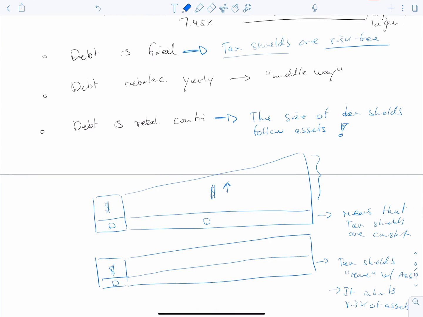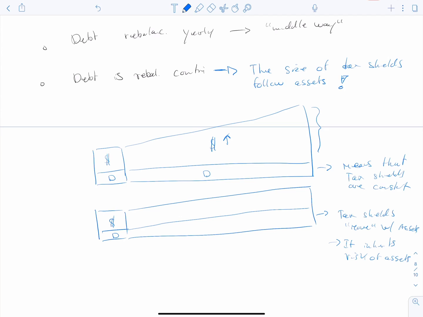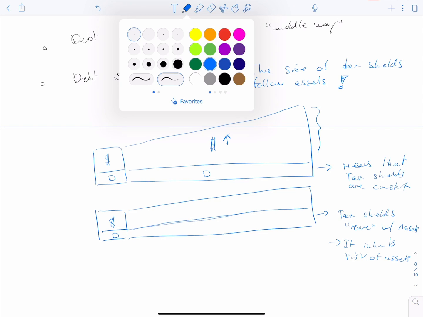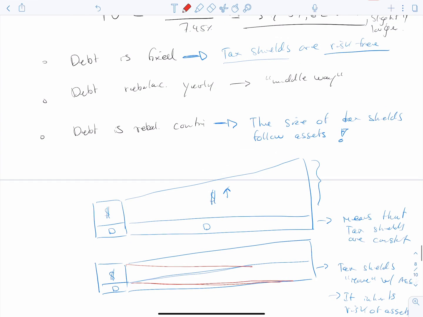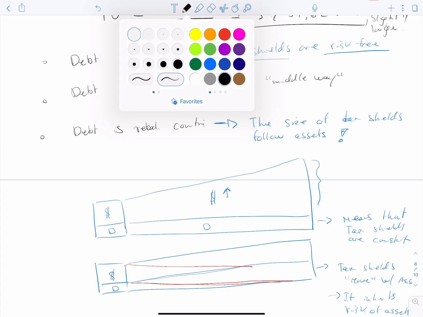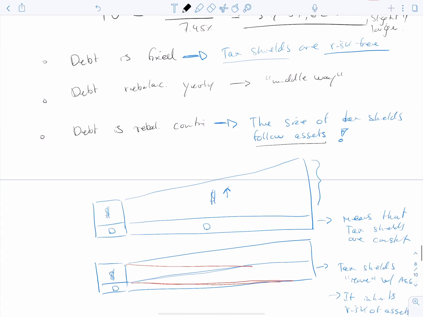Even though the debt itself might be risk-free, the size of your tax shield will go up or even down if your firm performance went down. So say that your firm performance, maybe let's do red for illustration purposes, went down. Your tax shields would also go down because your debt would diminish over time, since you would be rebalancing continuously. So that means that the size of tax shields follow assets.